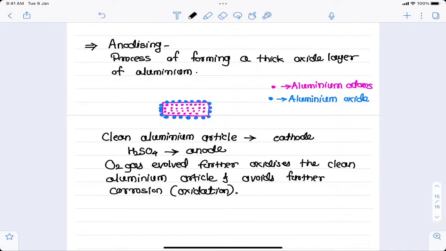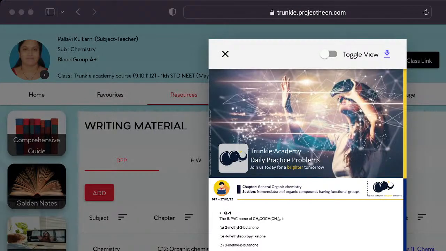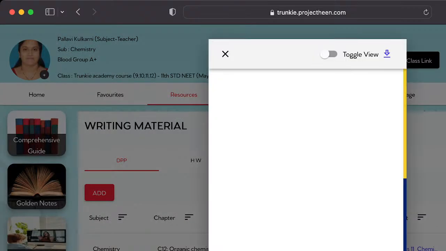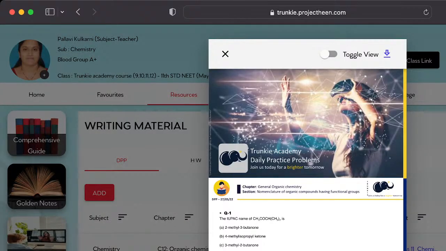Before ending the class, let me tell you about the DPP, daily practice problems. This is a teacher's portal. Similar will be the student portal. You have to go to resources, then on the left hand side you can see writing material, wherein you will see the DPP, daily practice problem. You can download it, solve these questions, write down the solutions in your notebook, take a picture of those solutions and upload it on your portal. So the teacher will be able to see that, evaluate, and let you know the suggestions and corrections wherever required.